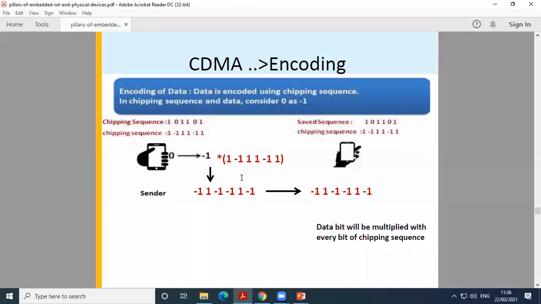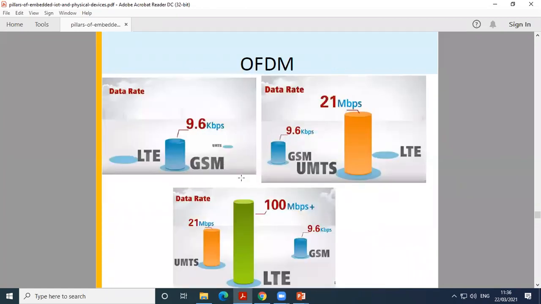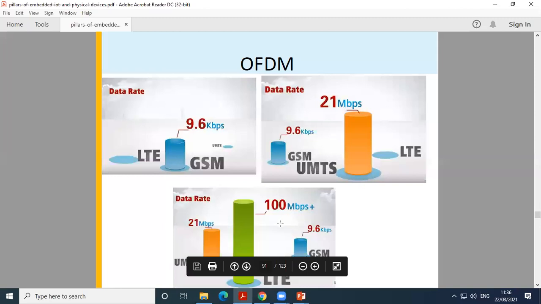This is the extra part beyond your syllabus. We use different kinds of access techniques, like time division multiple access, code division multiple access, and frequency division multiple access. CDMA includes the encoding and decoding techniques to send the data. And if we talk about FDM, orthogonal FDM techniques, here you can see that different networks across the first, second and third generations have different data rates available. We transmit the data based on these data rates.